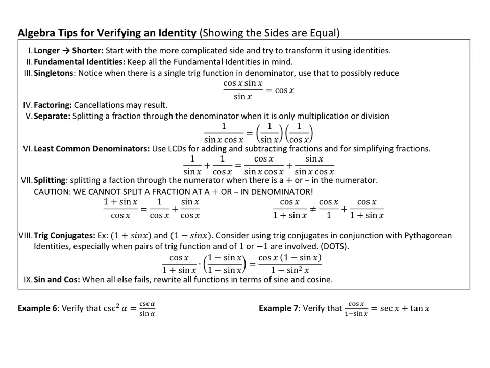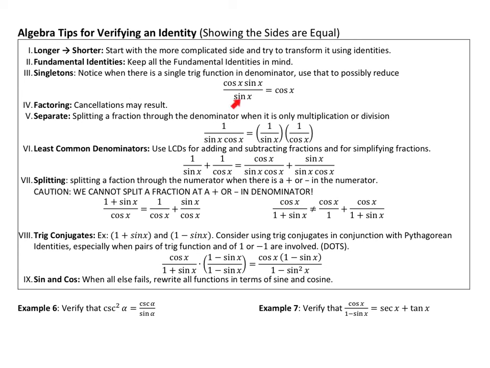Again, I recommend still keeping that formula chart, the first page of these notes, available for you every time you're doing one of these. But I also have put a bunch of tips for how to verify identities. These are just a general list of algebra tips that you might use. We've already used some of them, but this might make your life easier. Number 1, when you are verifying an identity, try to go from the longer to the shorter. So one side of these equations is going to be longer than the other. Start with the longer and try to reduce it down to the shorter. Don't forget those fundamental identities.